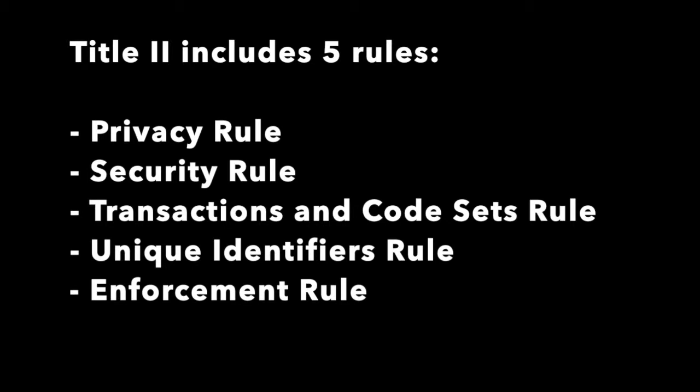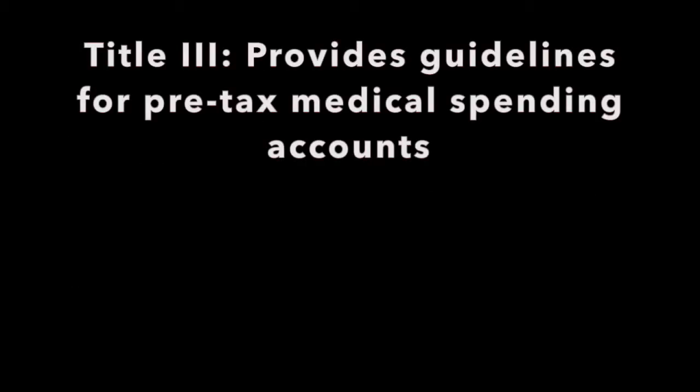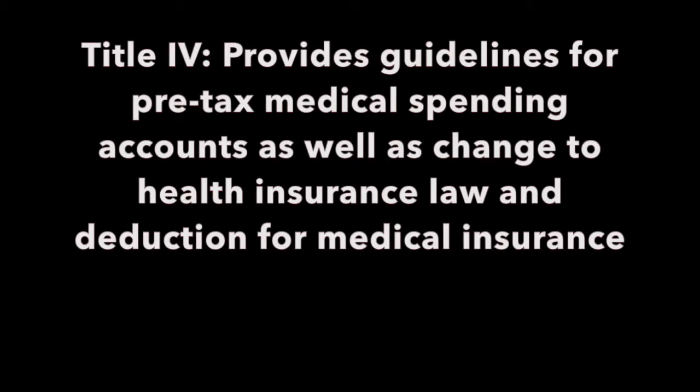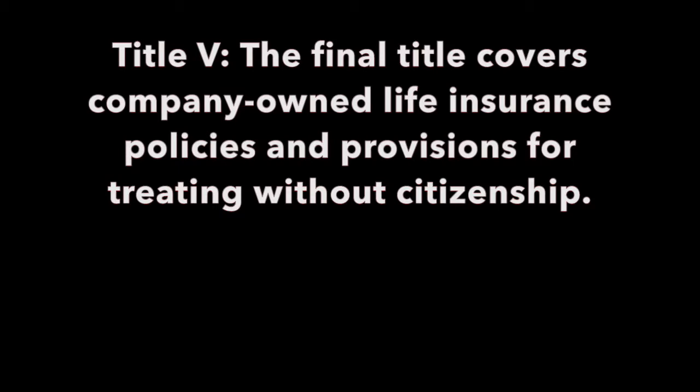Title II includes 5 rules: the privacy rule, the security rule, the transactions and code sets rule, the unique identifiers rule, and the enforcement rule. Title III provides guidelines for pre-tax medical spending accounts. Title IV also provides guidelines for pre-tax medical spending accounts, as well as changing health insurance law and deduction for medical insurance. And lastly, Title V, the final title, covers company-owned life insurance policies and provisions for treating without citizenship.